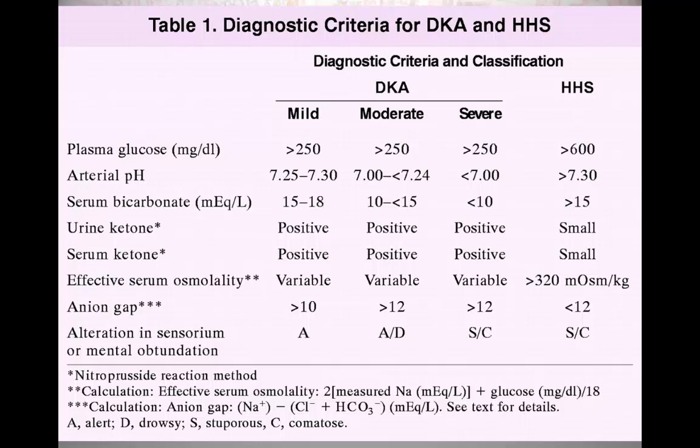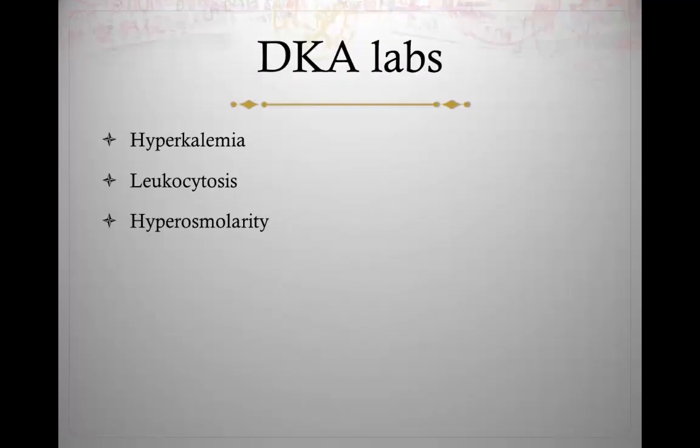The anion gap will be more than 12, so it will be high anion gap metabolic acidosis in DKA, and less than 12, or normal anion gap metabolic acidosis, in HHS. And alteration of consciousness actually does vary. Of course, the patient with HHS will come with higher degrees of that.